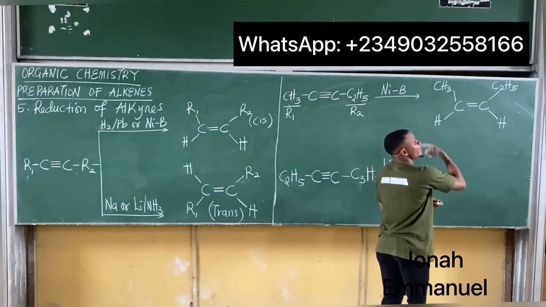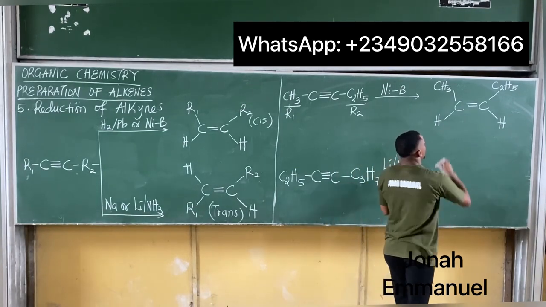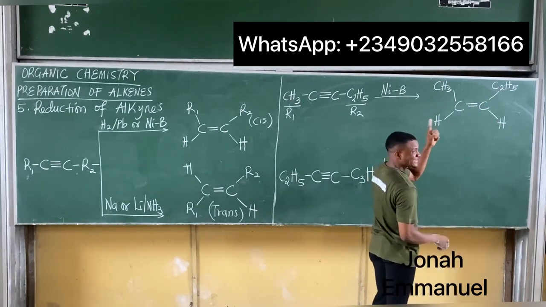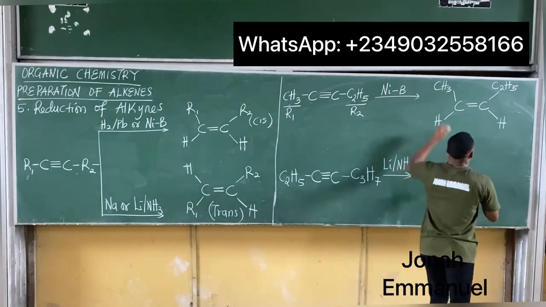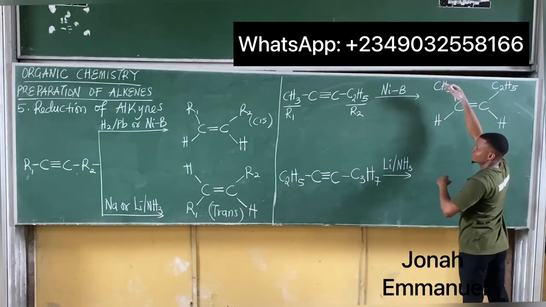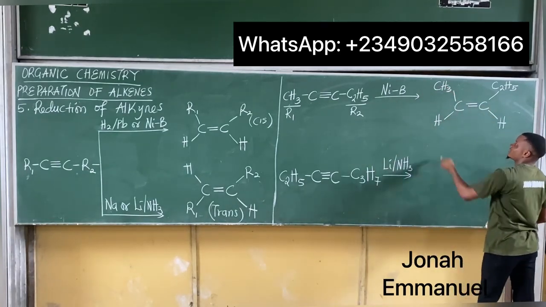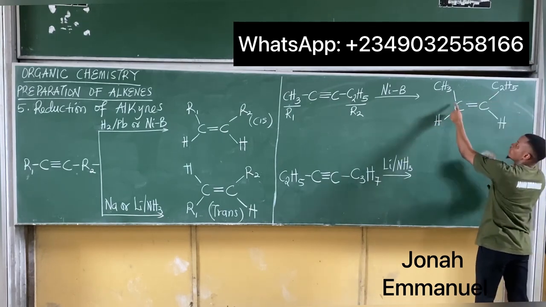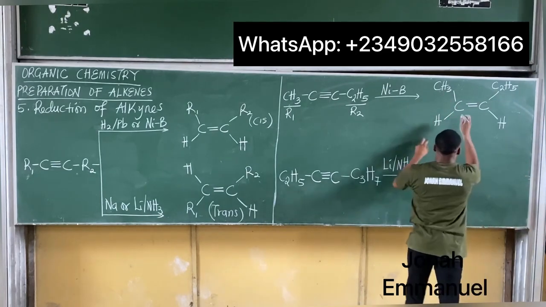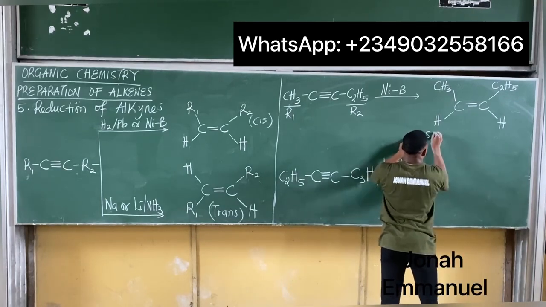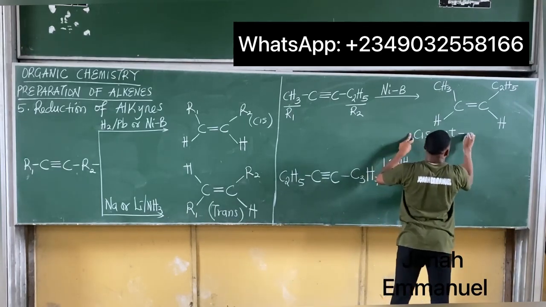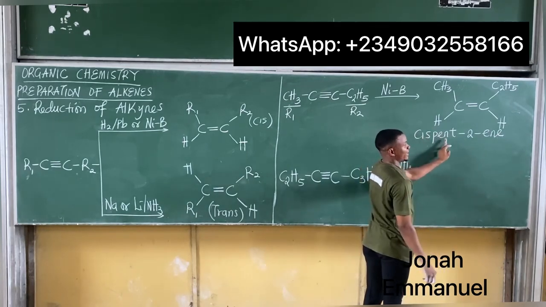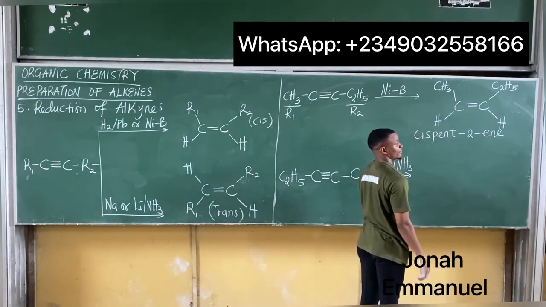First things first, how many carbons in total? 1, 2, 3, 4, 5. Five is pent. How do I number, from the left or from the right? I'm going from the left because this is 1, 2 as compared to 1, 2, 3. So it becomes cis-2-pentene. As easy as that.